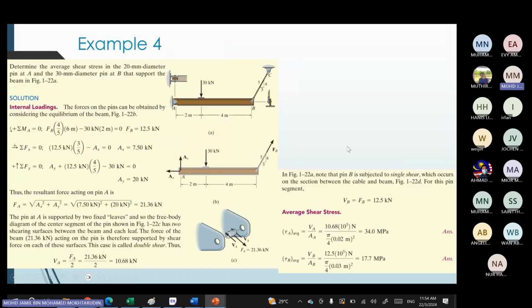Okay, let's look at another example. Determine the average shear stress in the 20 millimeter diameter pin at point A and the 30 millimeter diameter pin at point B. Point B, it is drawn like this, it shows like this, meaning that there is only one shearing stress because there is only one surface contact. But at point A, you have two surface contacts here.